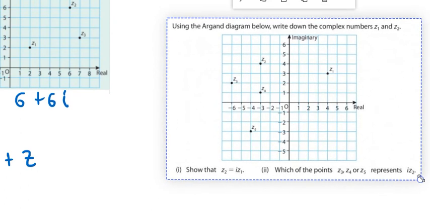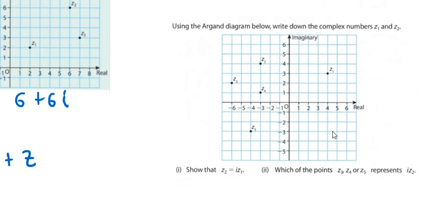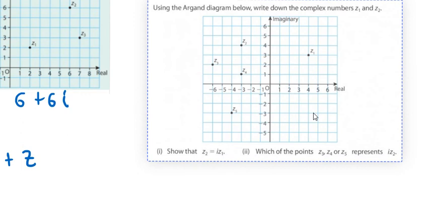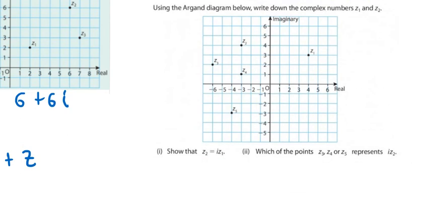If you want to pause the video now and have a think about this, maybe try it, then I'll play it on and go through the answer. You're asked to show that z2 equals i z1. So you know you're going to have to multiply i by z1. Look at z1, write down what the complex number is and multiply it by i, and it should give you whatever z2 is. So that's how to do the first one. If you want to pause the video now and have a go at it.